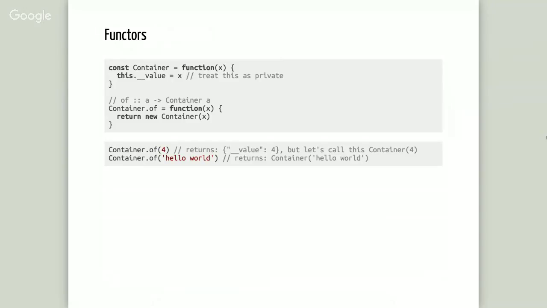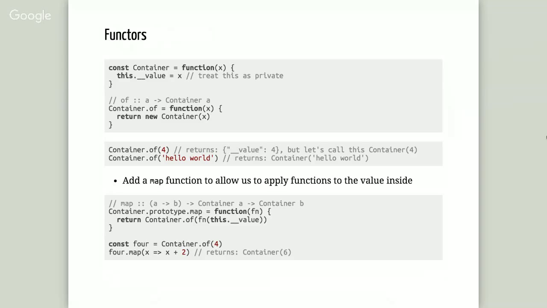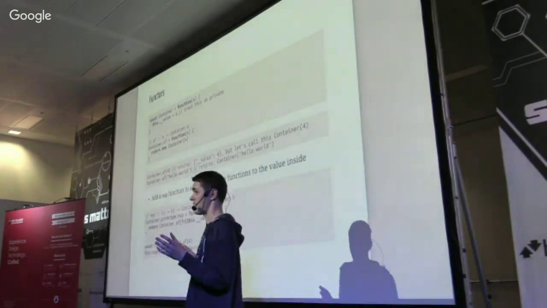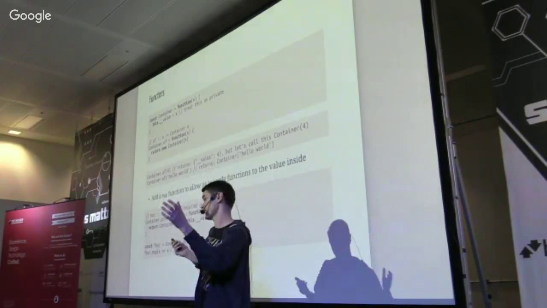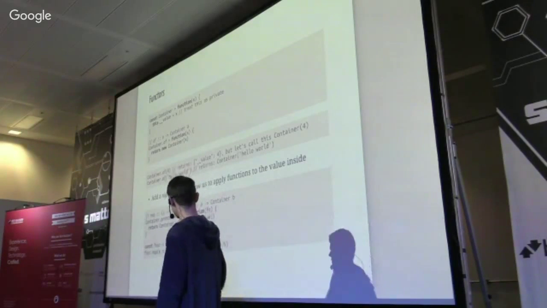So we can create a container of 4, and we get back this object which has a value of 4. We'll call it container of 4 because that's easier to read. We can put hello world there, and we'll get a container of hello world. We can put whatever we want in there, and we'll just get a container of it back, which is pretty useless, to be honest, because what's the good in having a number in a container? Let's add a map function, which is going to allow us to apply functions to a value inside there, just like array map allows you to apply functions to the values inside an array.